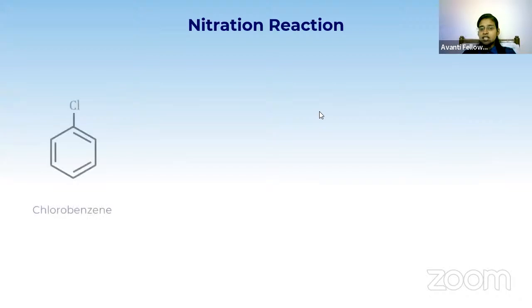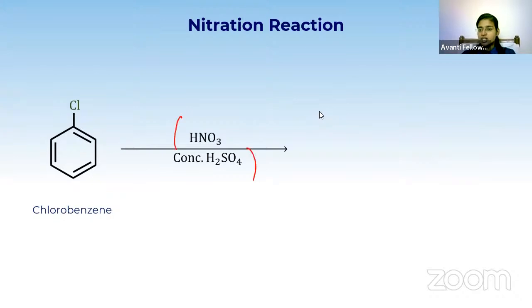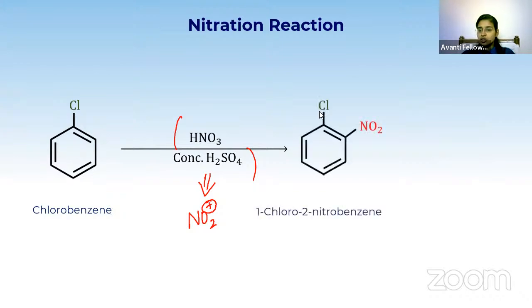In nitration reaction, I have to use nitrating mixture. It is concentrated HNO3 and concentrated H2SO4. So from this nitrating mixture, I will get NO2 plus electrophile. Nitrating mixture will produce NO2 plus as an electrophile. And that will go to the ortho position and the para position.